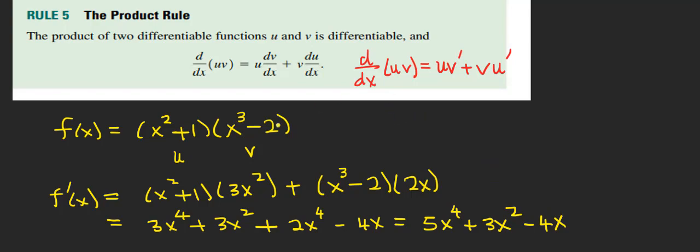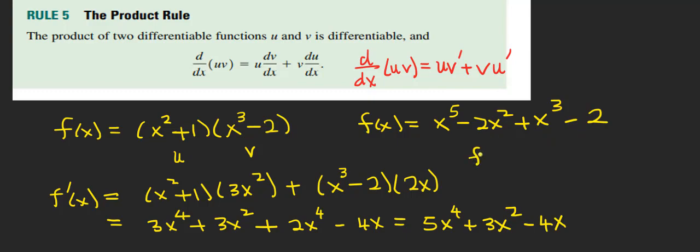Now, instead of using product rule, you could also multiply this out before you take the derivative. You get x to the fifth minus 2x squared plus x cubed minus 2. Now let's see what happens when you take the derivative. Of course, it's better to put x cubed before negative 2x squared. What happens when you take the derivative?